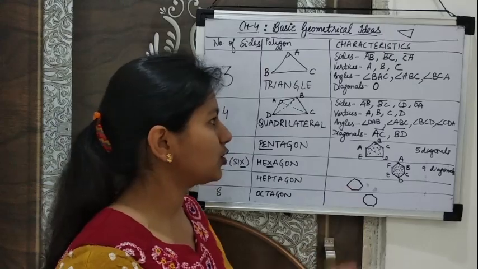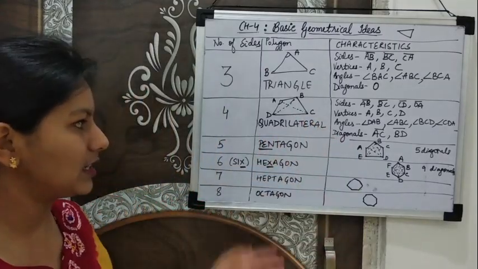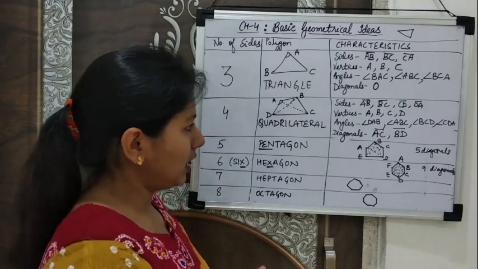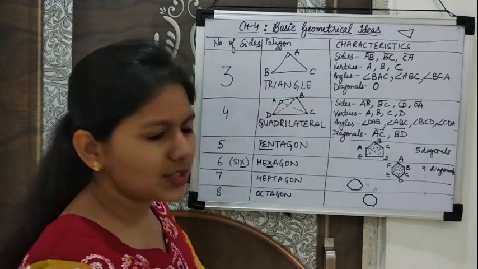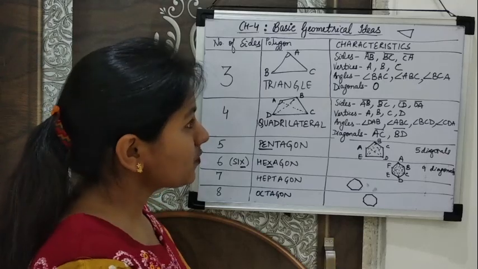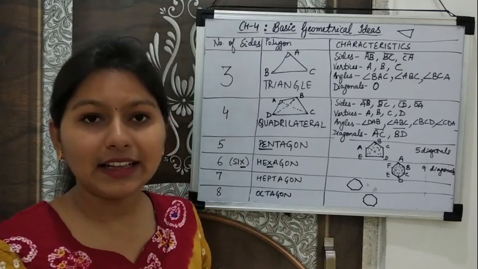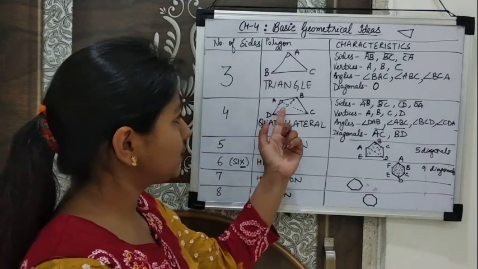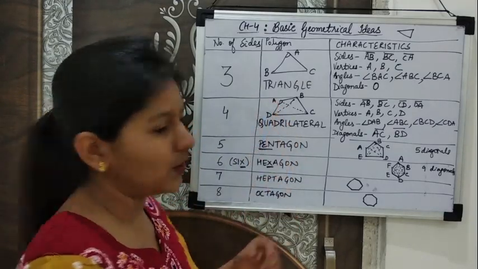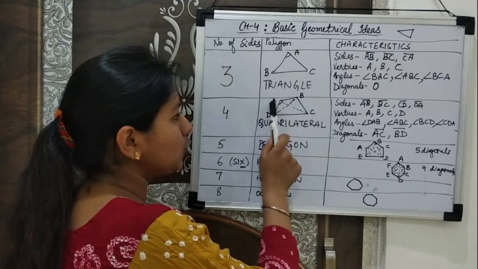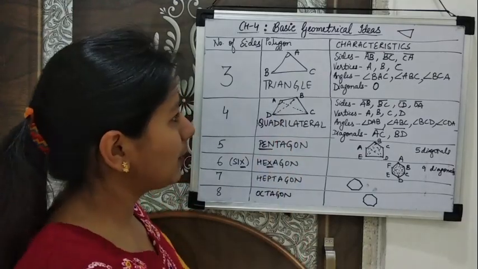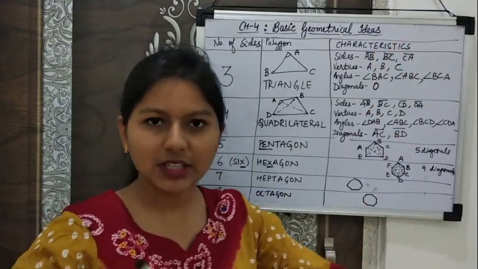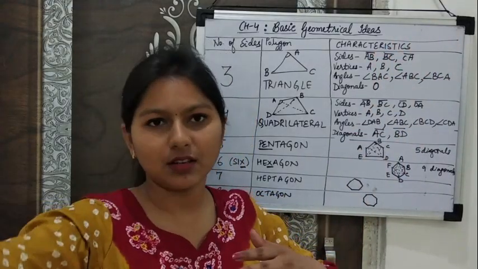For these polygons also you can name the different sides, vertices, angles and diagonals. One thing I would like to tell you is a small difference between the words adjacent and opposite. Till now we have learned what vertices are: a vertex is formed where two adjacent sides meet. So if I tell you the difference between two words, adjacent and opposite, opposite we can understand, it is just on the opposite side.